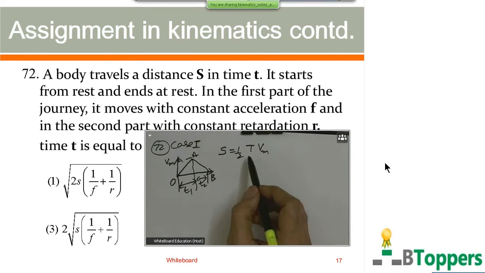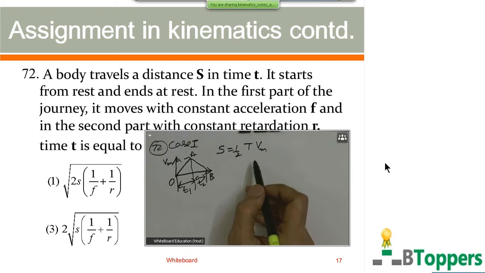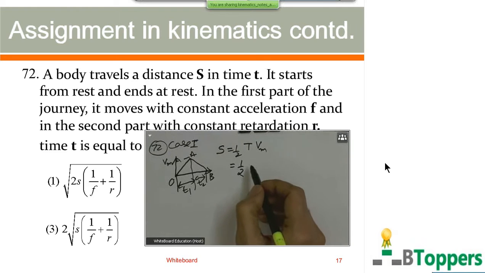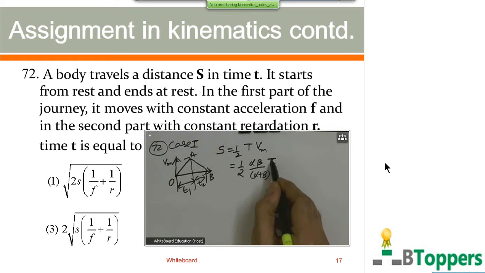Half into base into height. Base equal to total time, height equal to maximum speed. As I already explained, this maximum speed can be expressed in terms of alpha, beta, and total time. You can see the working I have done in the previous class in special case 1. This total displacement, you can write as half alpha beta into alpha plus beta into t square.